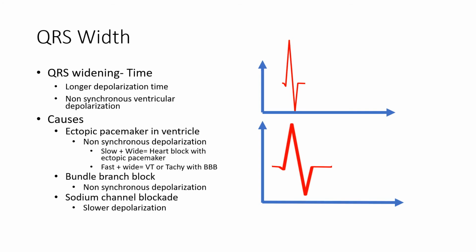So in summary, things that make the QRS wide are things that cause a longer time of depolarization of the ventricles, whether this is through non-synchronous ventricular depolarization or from sodium channel blockade leading to a delayed sodium current depolarizing them. Common causes are ectopic pacemakers in the ventricles, leading to a non-synchronous use of the Purkinje fibers. Other causes are bundle branch blocks, where one bundle that depolarizes a certain ventricle is moving a little bit slower than the others. And another would be sodium channel blockade, a common effect of many drugs.